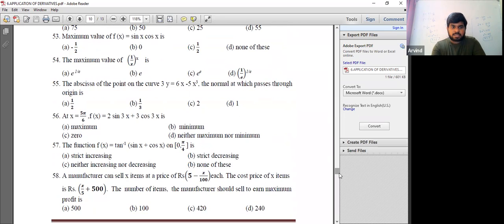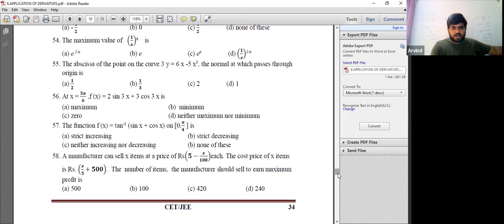56th one, at x is equal to 5 pi by 6, first what you do is find f dash of x. Put x as 5 pi by 6, and if the value becomes 0, then that is a critical point, isn't it? But here, once you differentiate it and put the value of x as 5 pi by 6, you won't get 0. Therefore, at x is equal to 5 pi by 6, you won't get a maximum or a minimum. Only if it is a critical point can you find whether it is a maximum or minimum. So at x is equal to 5 pi by 6, it is neither maximum nor minimum.